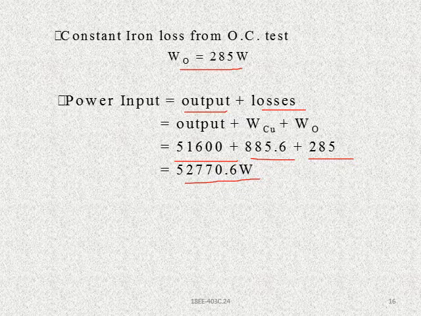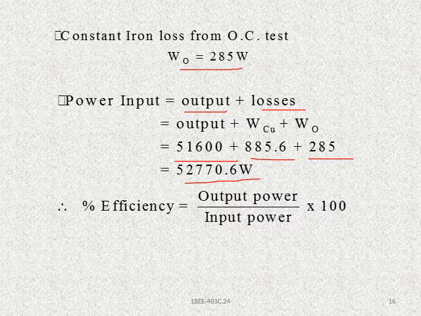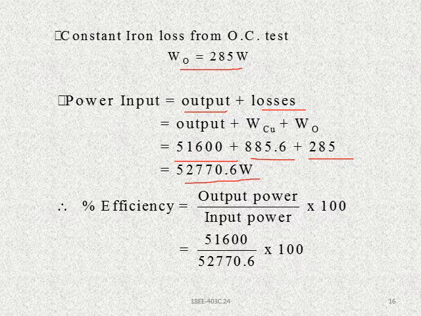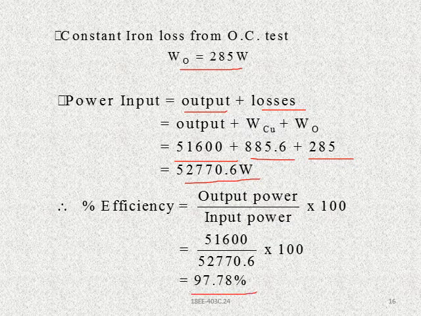We have the output and also the input for 6 by 5th load, and we can find the efficiency easily. See, the percentage efficiency is equal to output power by input into 100, that is 51,600 by 52,770.6 into 100. We get 97.78%. Just make a note of this.